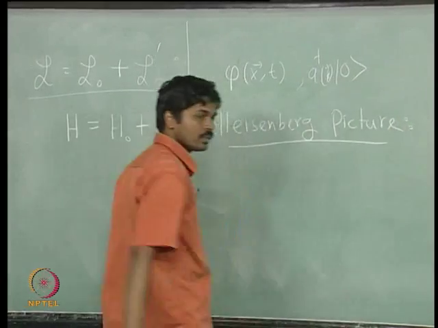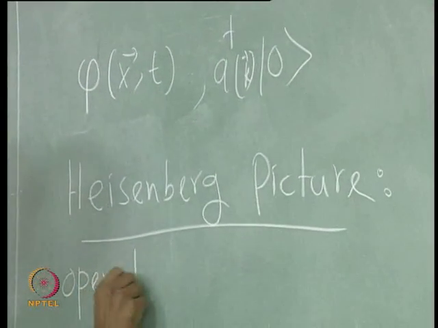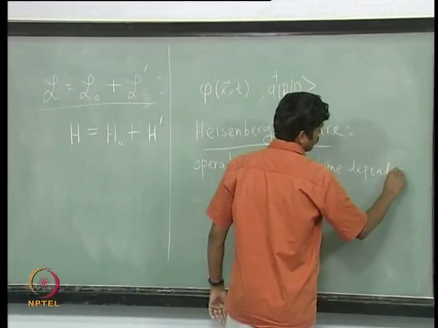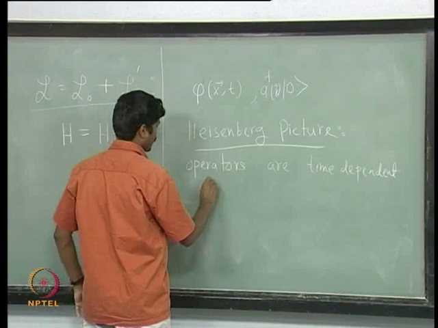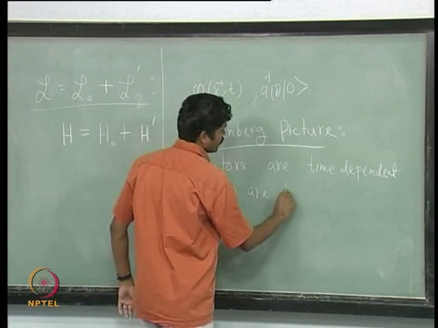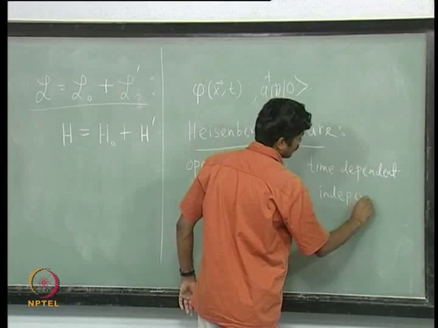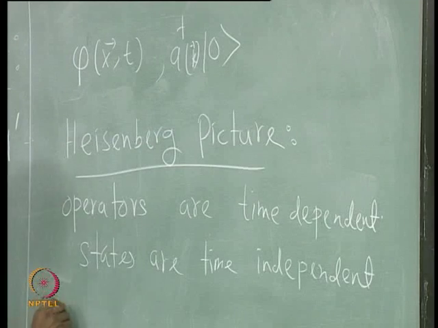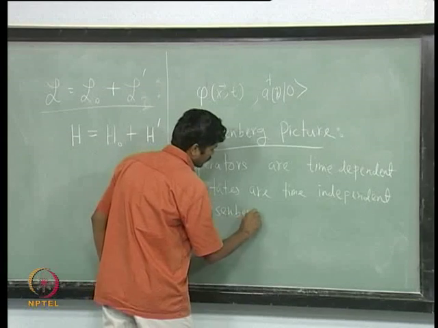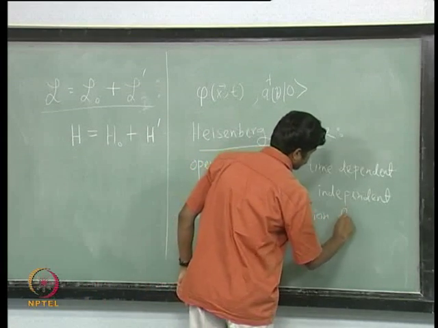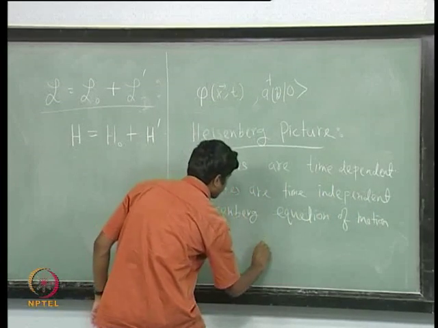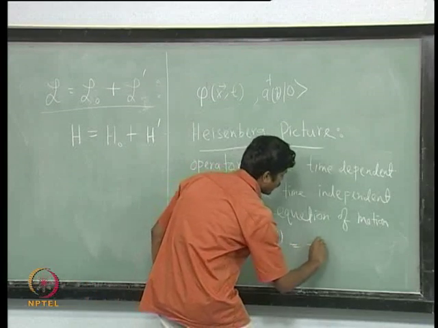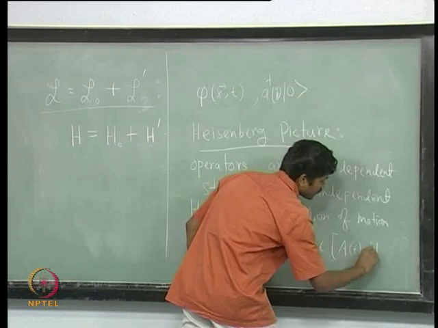So, in the Heisenberg picture, the operators are time dependent, the states are time independent, and the time evolution of the operators is in fact governed by the Heisenberg equation of motion, which basically says that if A of t is an operator, then dA over dt is minus i times the commutator of A of t and the Hamiltonian.